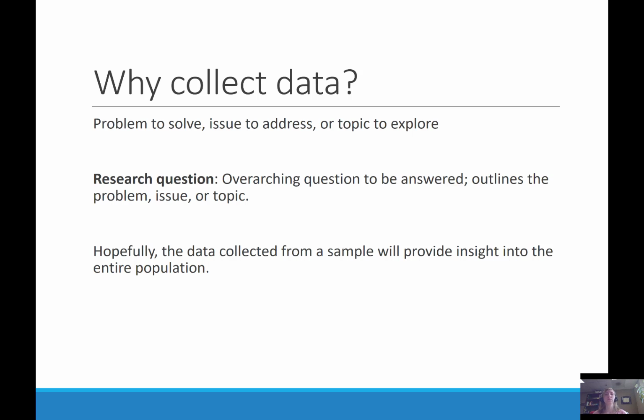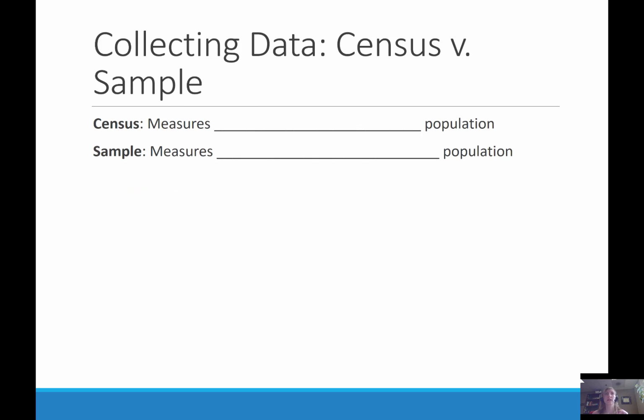We call this problem, issue, or topic the research question. The research question guides our study. We collect data from our sample to try to answer our research question, which targets our entire population. When we collect data, we have two options. We can take a census, or we can take a sample.